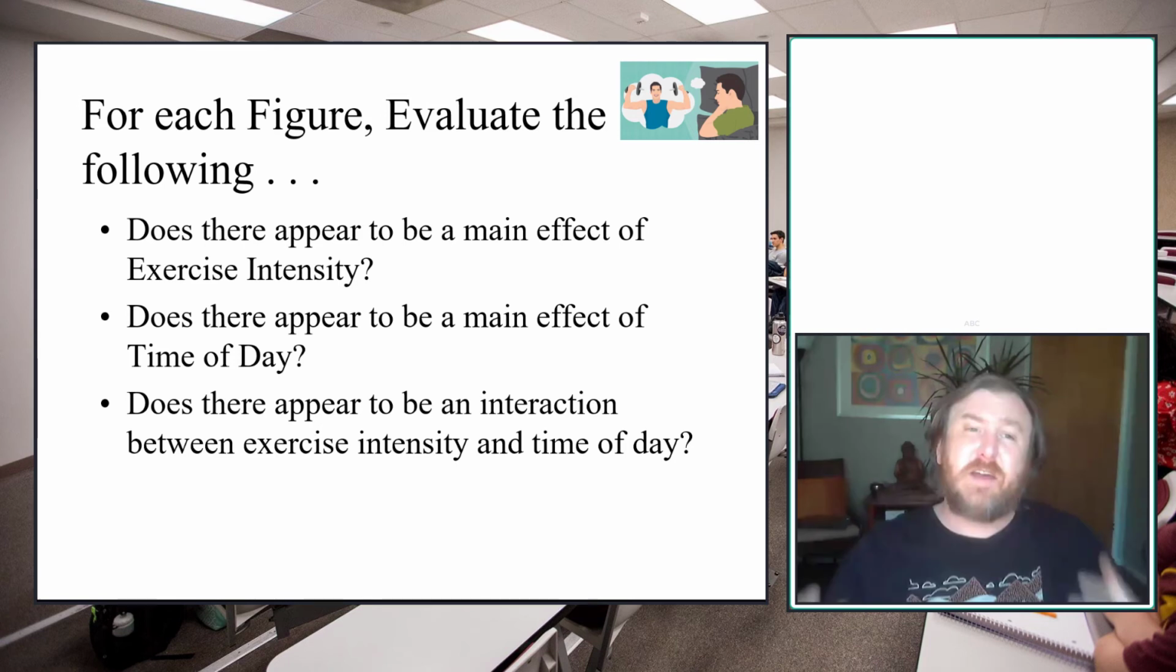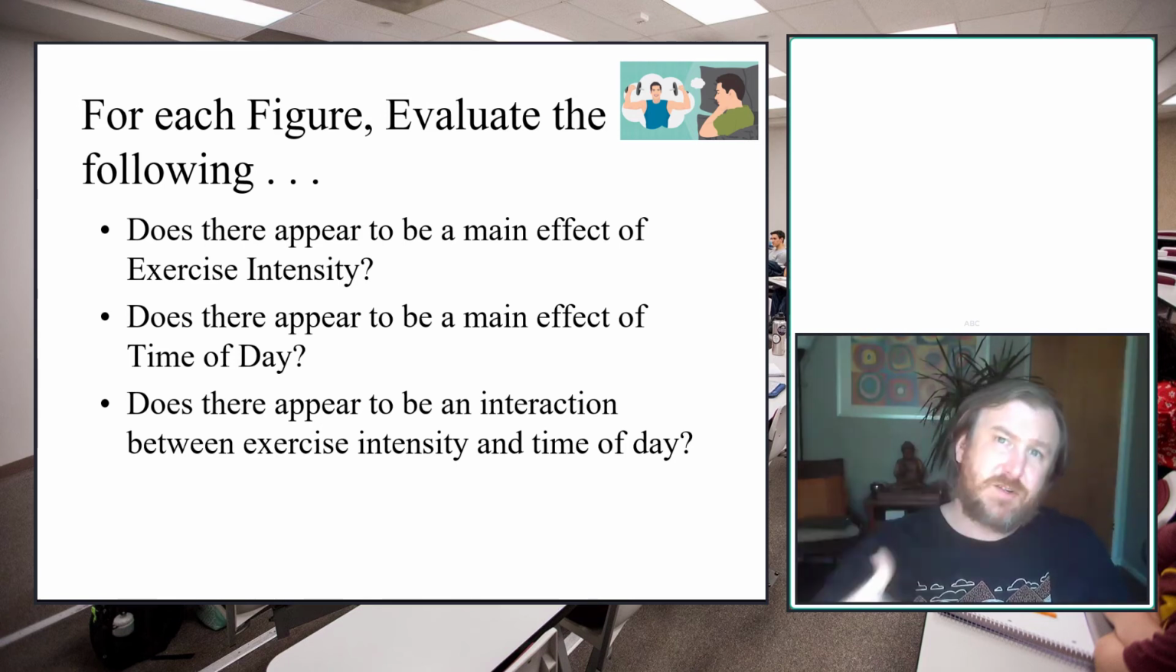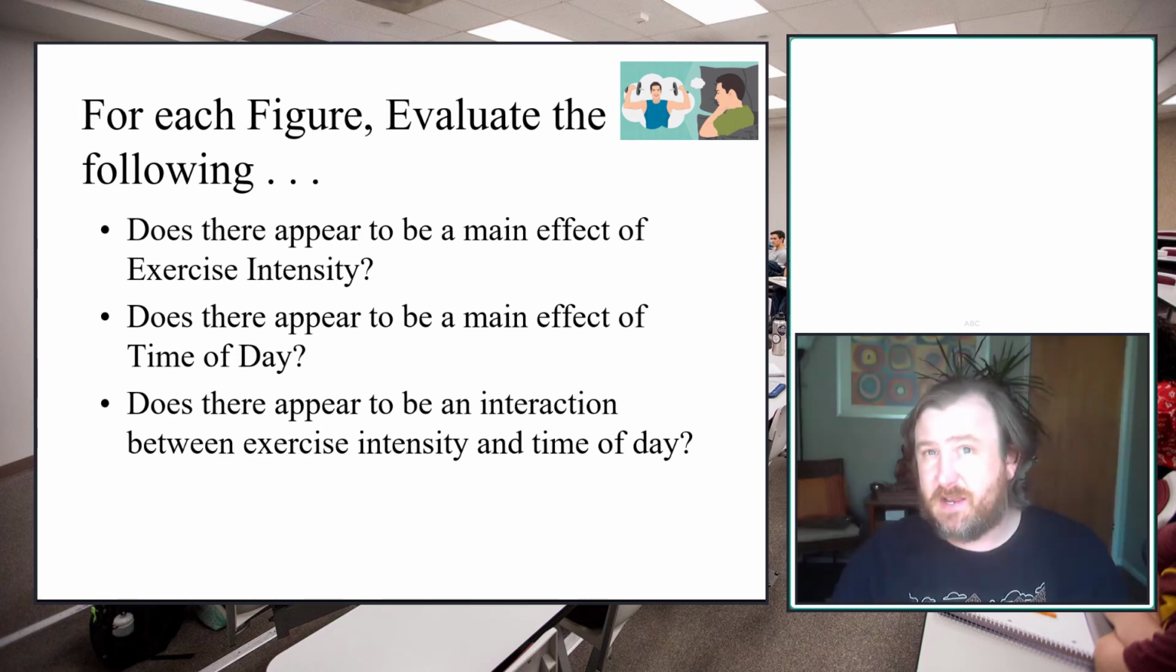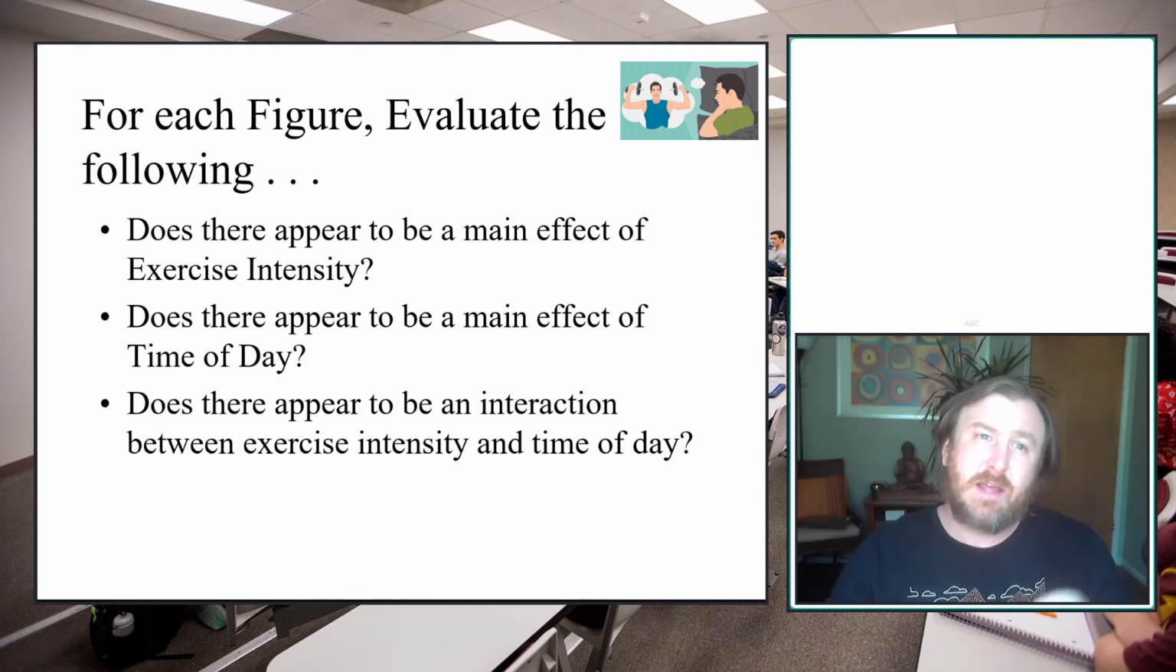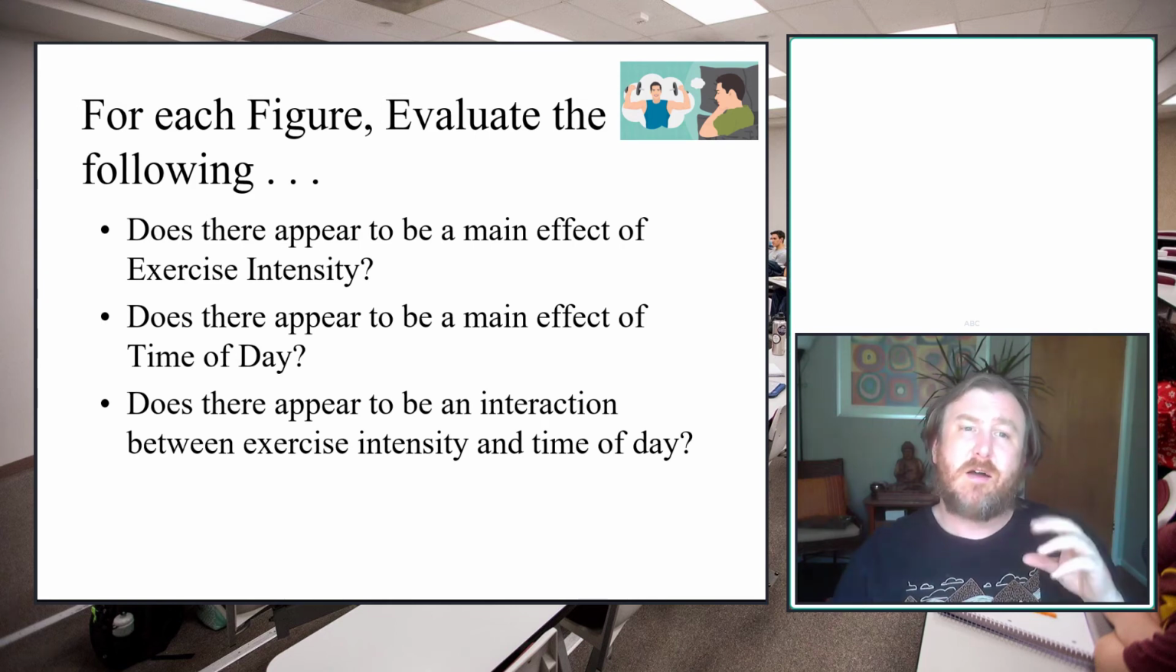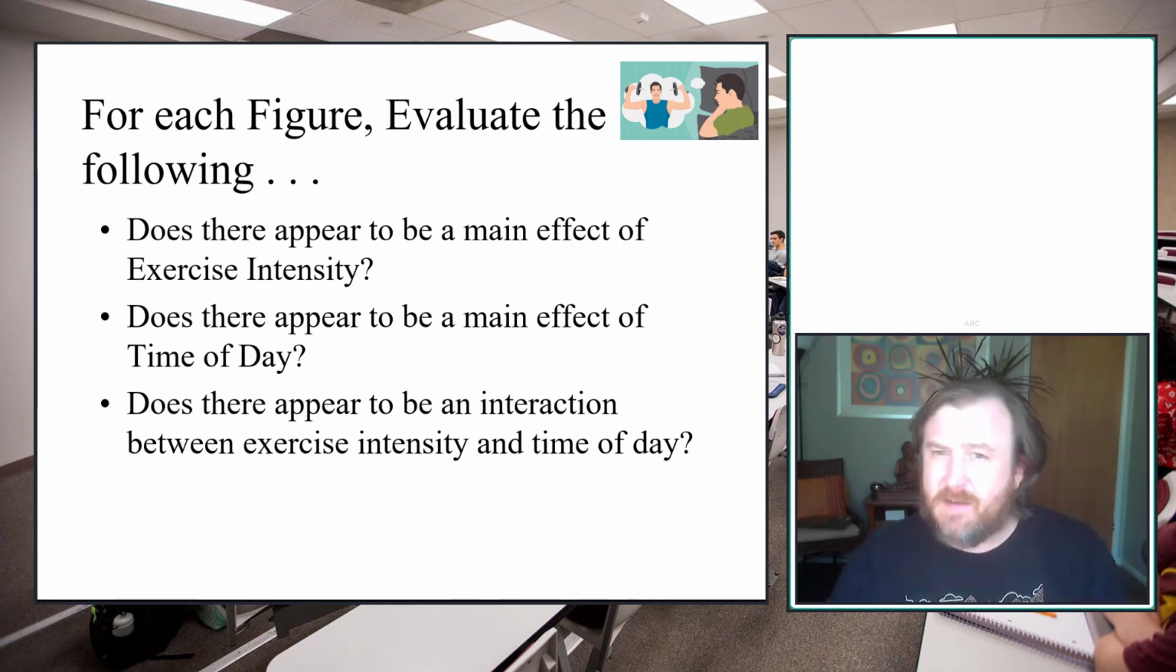For each figure, I'm going to show a bunch of different figures that could represent the results. And just by examining these, try to see if you can determine if there's a main effect for exercise intensity, if there's a main effect for time of day, and if there's an interaction effect.